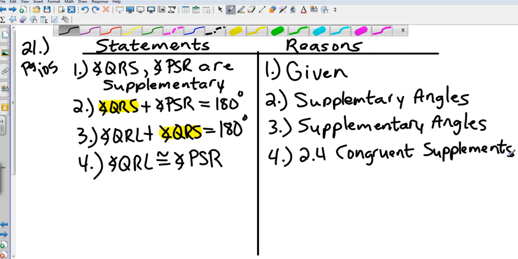Okay, so a 4-step proof. We went with the given. We had supplementary angles twice. You could also combine step 2 and 3 if you wanted to put QRS plus PSR equals 180 and QRL plus QRS equals 180 in the same one. You're more than welcome to do that. I just stretched it out just a little bit. So that's number 21 on page 105, and that brings a close to chapter 2, section 6, proving geometric relationships.